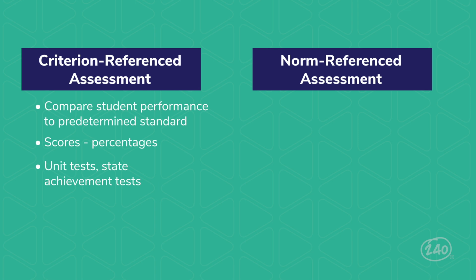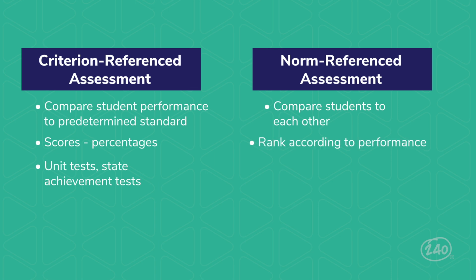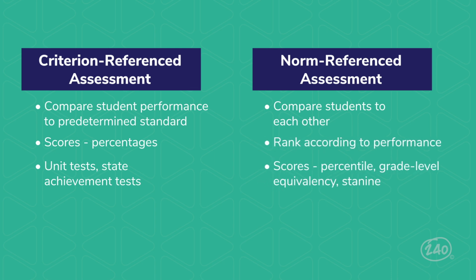Norm referenced assessments compare students to each other and rank them according to their performance. Scores on these types of tests come in the form of a percentile, grade level equivalency, or stanine using a normal bell-shaped curve. Common examples include the SAT and IQ tests.